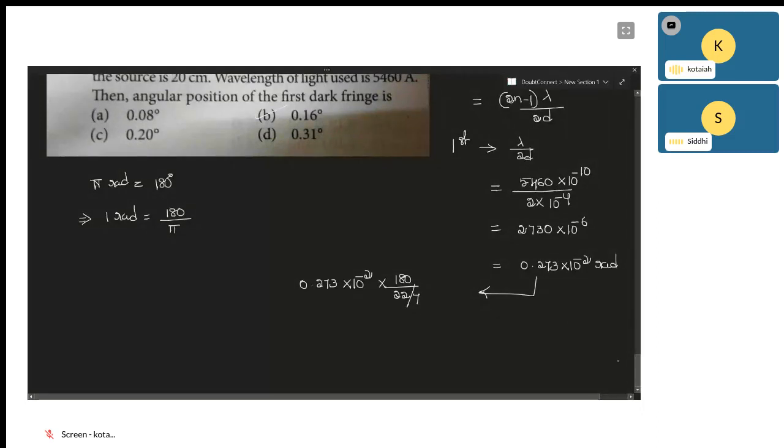So understood now? You have to remember the formula. If they ask for the bright fringe, then the answer is n into lambda by small d. Dark and bright fringe sometimes get confusing. In Young's double slit experiment, dark fringe means lambda by 2 will come: lambda by 2, 3 lambda by 2, 5 lambda by 2, like that. If it is bright fringe, then lambda, 2 lambda, 3 lambda will be there.